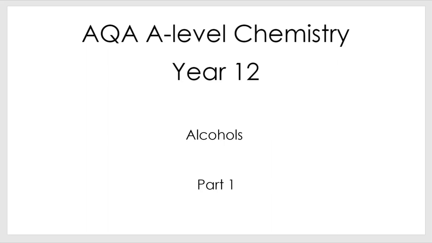This is AQA A-Level Chemistry and it's the Year 12 topic alcohols. This is part 1 in which we focus on the nomenclature and isomerism in alcohols. So I'm going to recommend that you try the tasks as we go, review how you do, see what goes well and see what you need to work on.